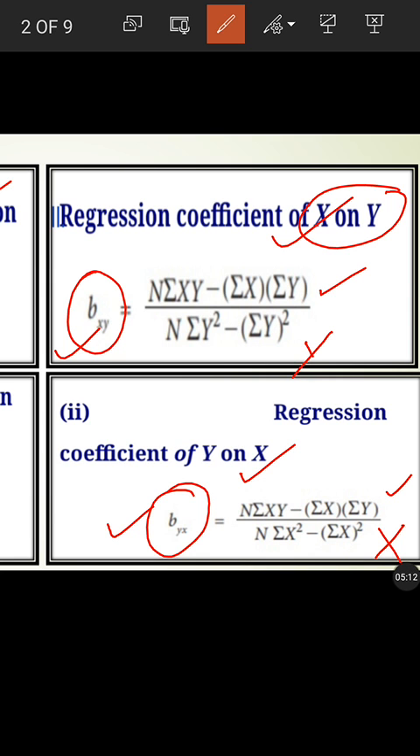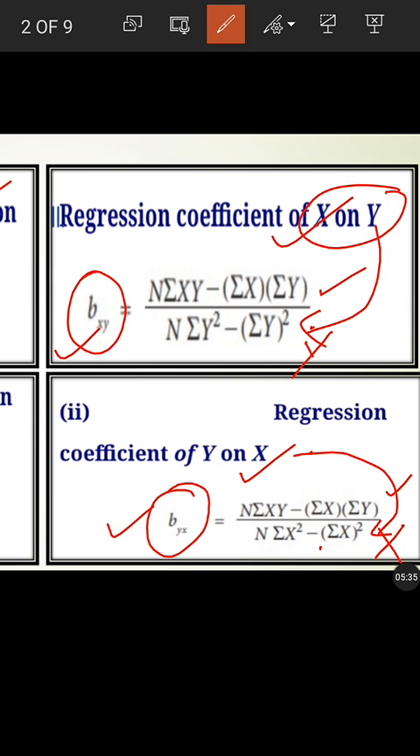Okay, so here you can see that x on y. So x on y means the denominator will have y. If it is y on x, the denominator will have the formula with x. So a shortcut you can remember like this: x on y will have denominator y, and similarly y on x will have the denominator as x. Okay, just the opposite.